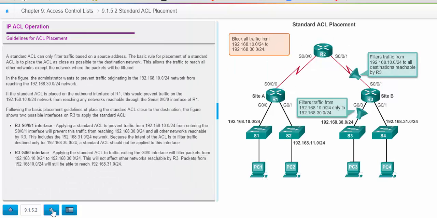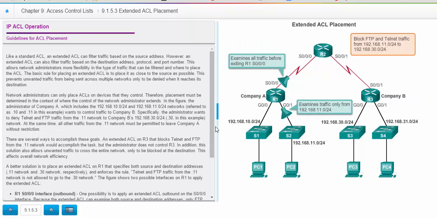So if we're looking at a standard ACL, it can only filter traffic based on a source address, and the basic rule for placement, remember, is to place the ACL as close as possible to the destination network. This is going to allow the traffic to reach all other networks except the network where the packet will be filtered. Remember, if you put it too far away, then you're going to block traffic throughout your whole network. Okay? So keep that in mind. This is a good example here showing you where to place your standard and where not to. So take time when you're going through these and reading this to study this particular information here.